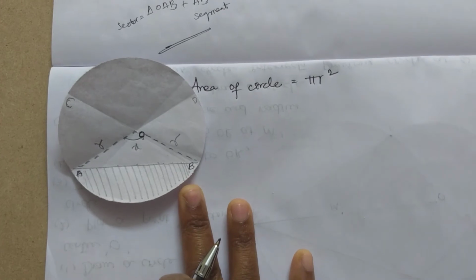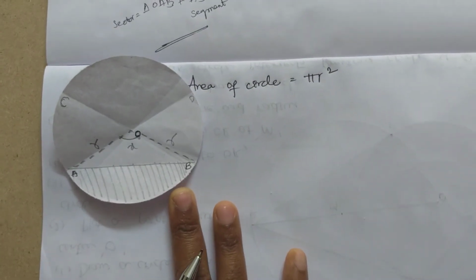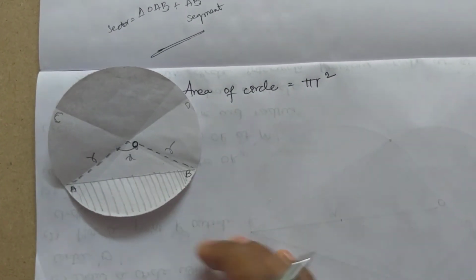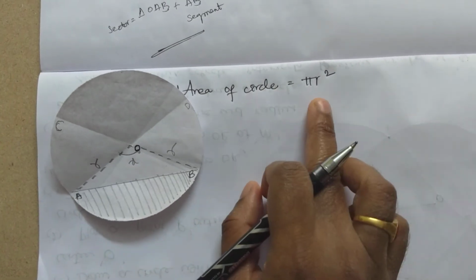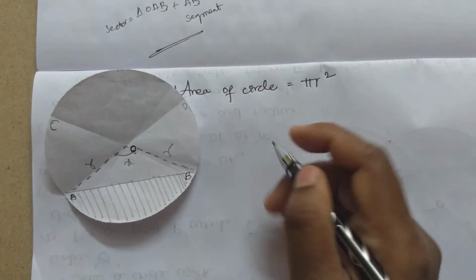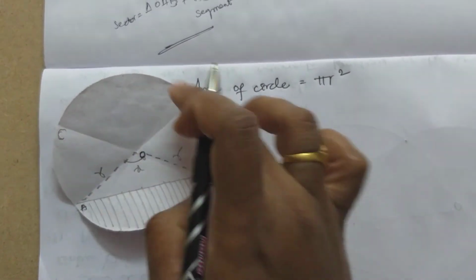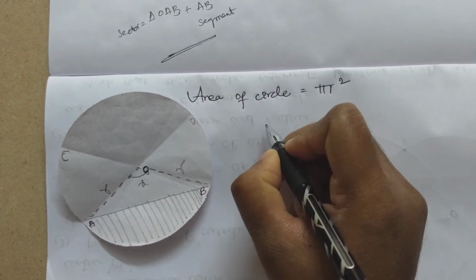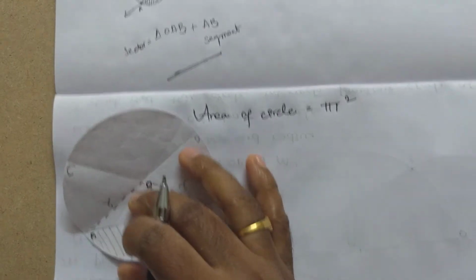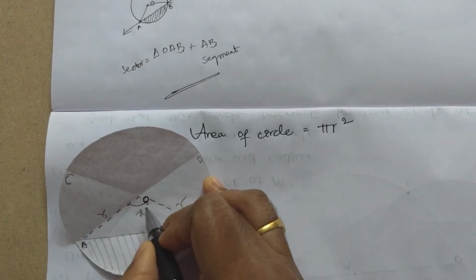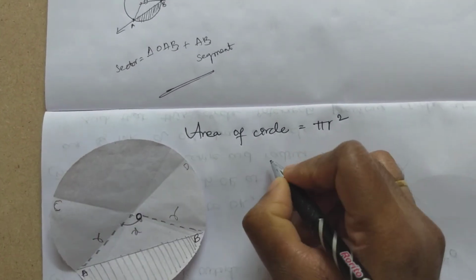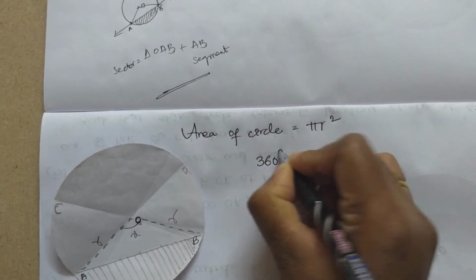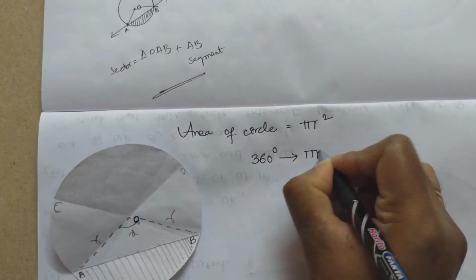The derivation is very simple once you understand the concept. Area of circle is what? It is pi r square. But we know that for this entire circle, the angle at the center is how much? It is 360 degrees. So for 360 degrees, the area is pi r square.